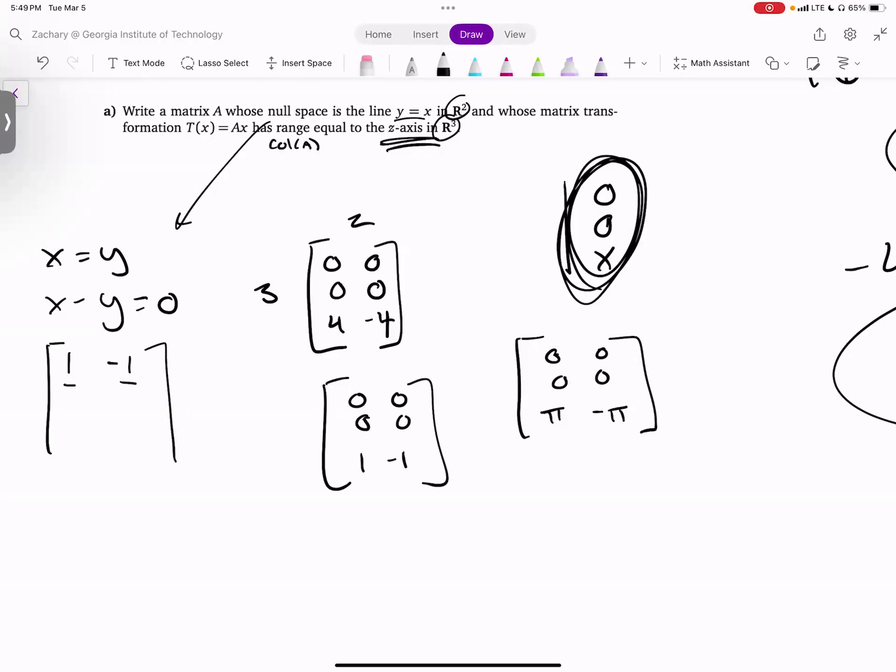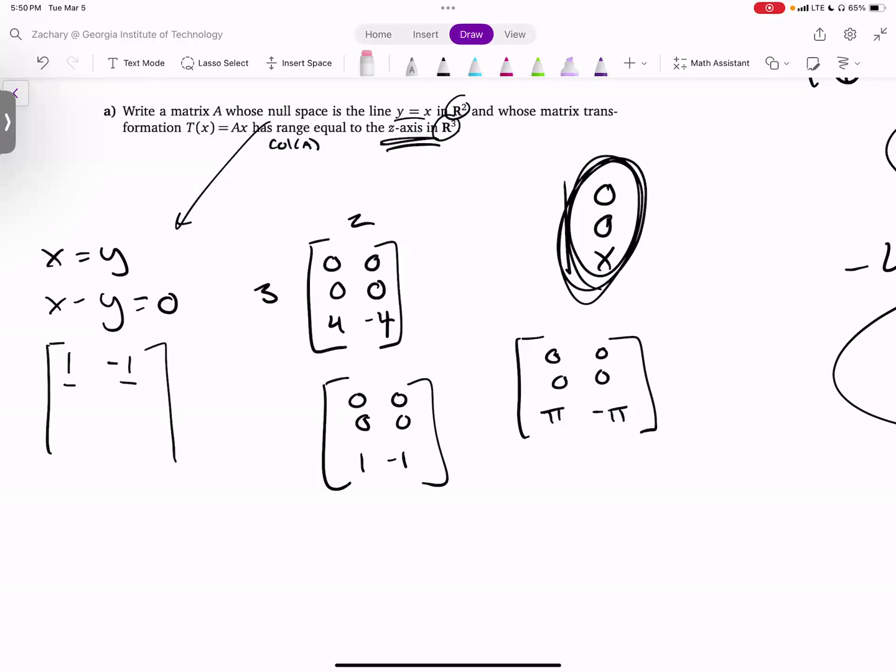Any questions on this one? Yes. For the, oh, go ahead. I was just wondering where the 1 and negative 1 came from, and if that was constant.